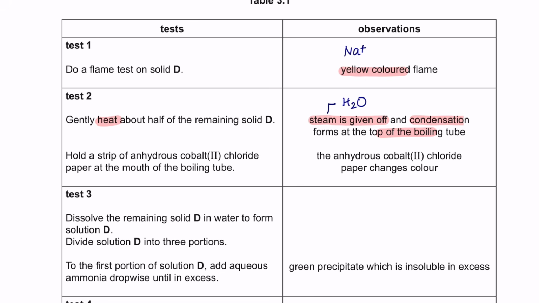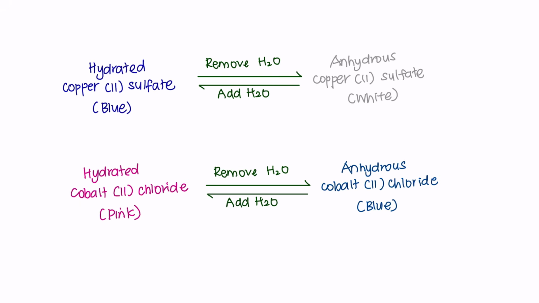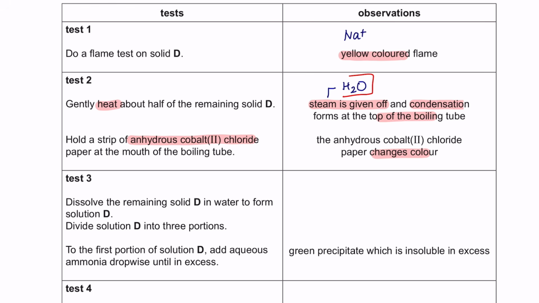And hold a strip of anhydrous cobalt chloride paper at the mouth of the boiling tube. The anhydrous cobalt chloride paper will change color. Now, anhydrous cobalt chloride is blue in color. However, when there is a presence of water, it will turn pink. So, since there is water present here, the anhydrous cobalt chloride will change color from blue to pink.